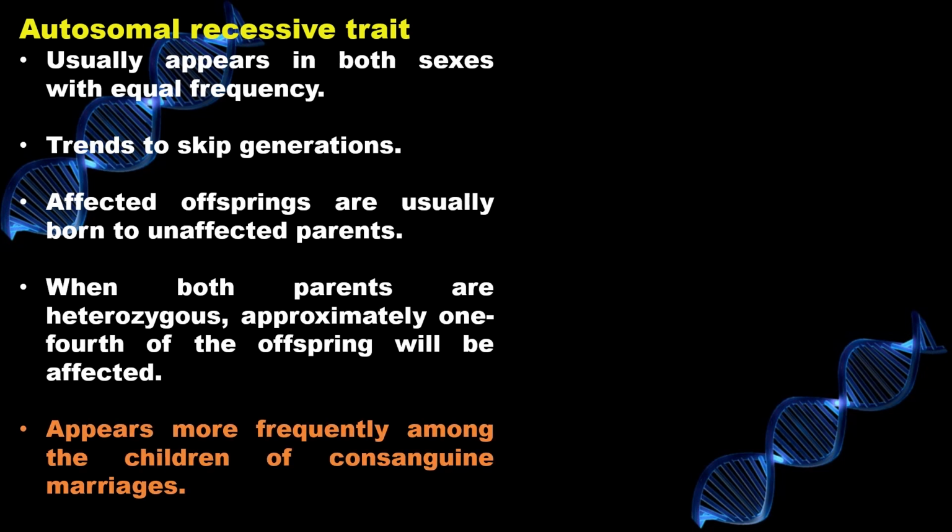It appears more frequently among the children of consanguineous marriage. So if in a pedigree there is a consanguinity shown, this is the symbol to indicate that the trait is an autosomal recessive trait. Now we can check each character by drawing an example.